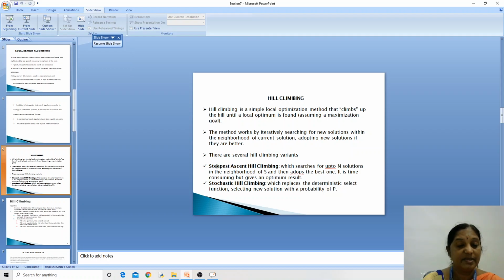The next one is steepest ascent hill climbing. What is steepest ascent hill climbing? It searches all n solutions in the neighborhood. Just as I explained, I can move left, right, up, or down, so you have all n solutions in the neighborhood. From those n solutions, you adopt only the one which gives a better solution than the current state. If that solution is better than the current state, then you select it as the best. That is called steepest ascent hill climbing.